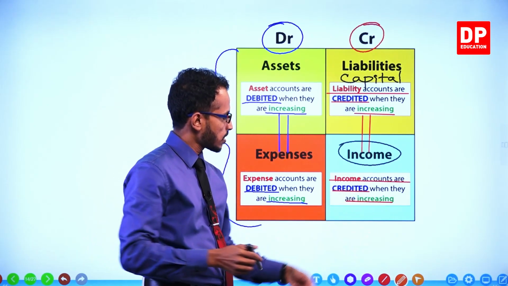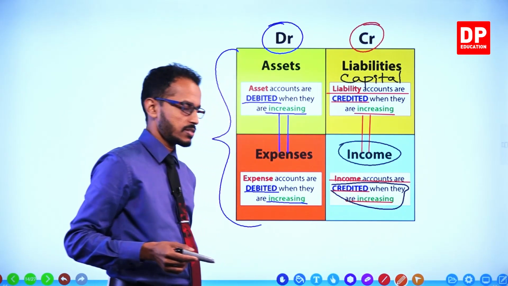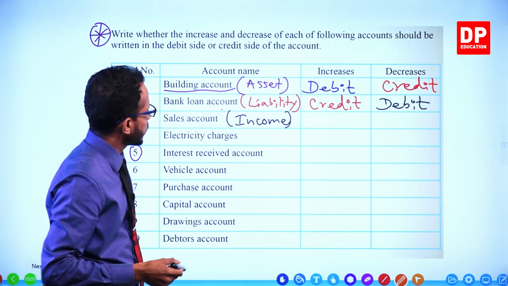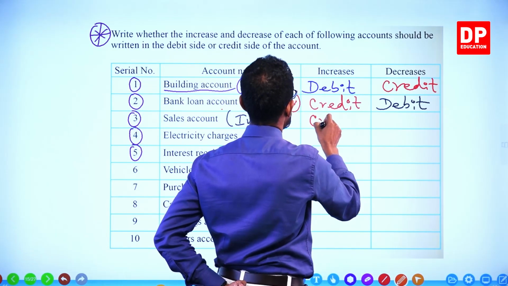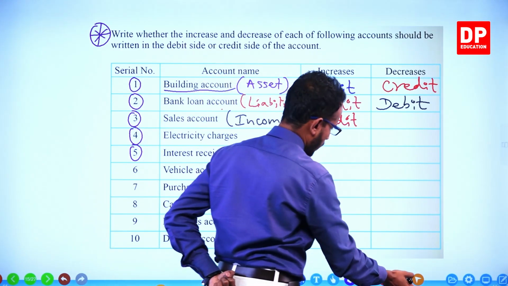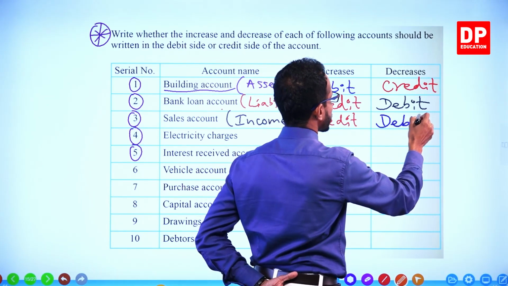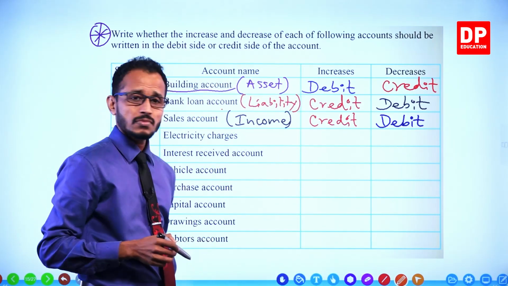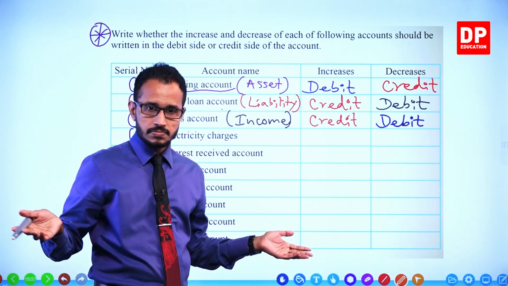Increasing are credits. Always credited. Then we can write increasing credit, which means decreasing, simply we can say decreasing are debit. There's nothing to it, right?